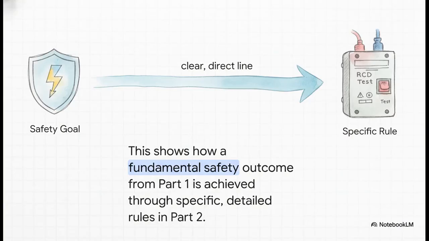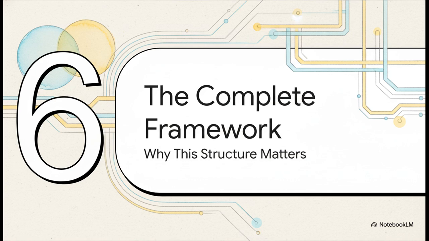And there you have it, a clear, direct line from the mandatory safety goal in Part 1, provide additional protection, straight to the detailed, practical tools and instructions in Part 2. It's just a perfect example of this whole system in action. So let's just pull back for a moment and look at the complete framework. Because this two-part structure isn't just a random choice, it's what makes the standard so incredibly robust and effective.